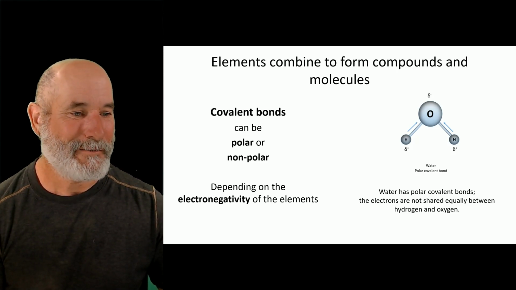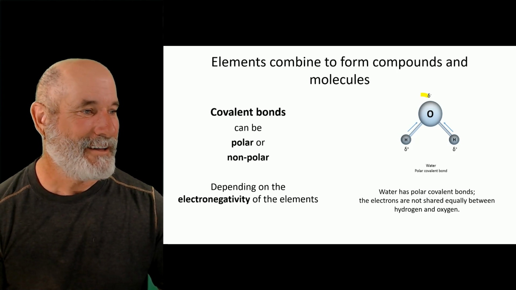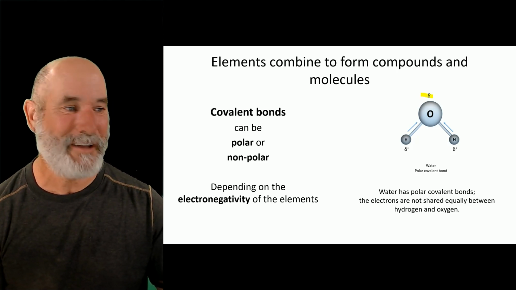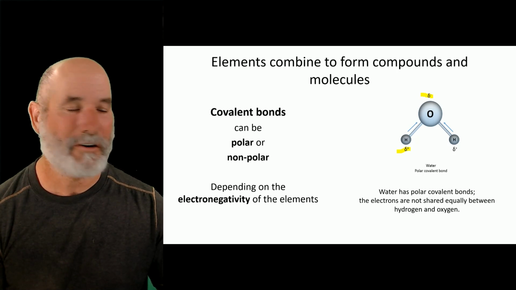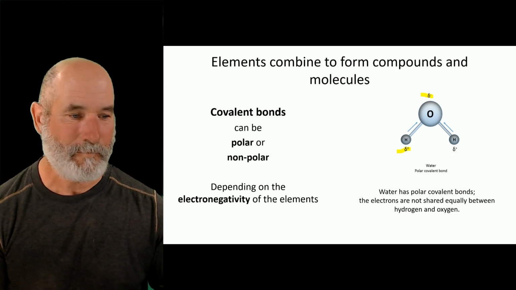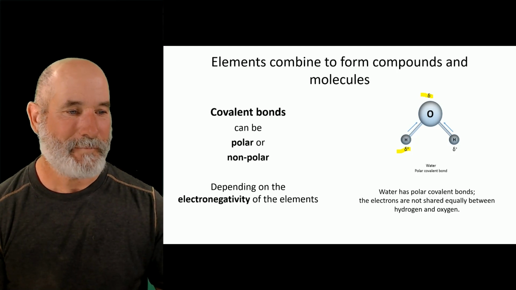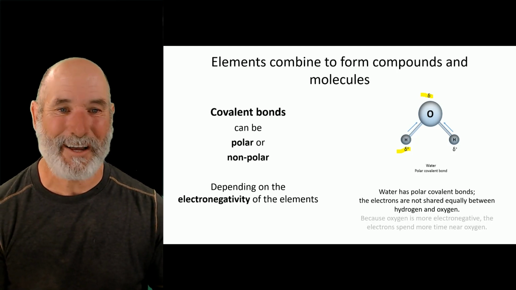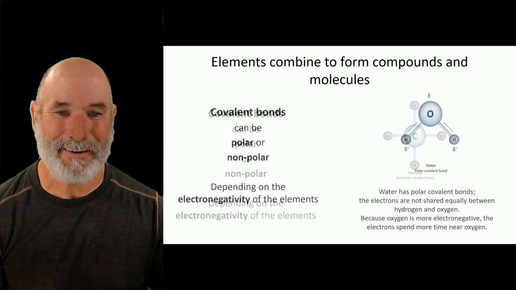Oh yeah, highlighter. Let's try this one here. There's my delta symbol. That's partial negative. Down here, partial positive. This is a polar molecule. Okay, now I actually have to turn this off to advance the slides here. I'm still learning how to do all this fancy stuff here.